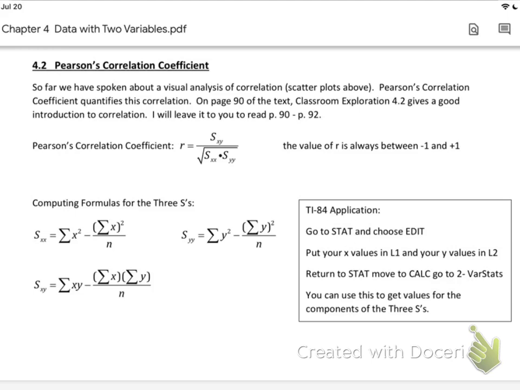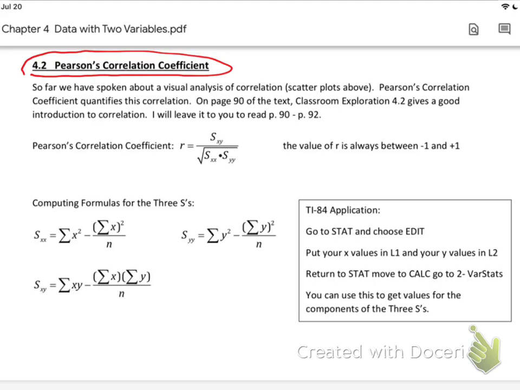Now, a quantifiable estimate of the correlation between X and Y can be attained using Pearson's correlation coefficient. So far we've spoken about a visual analysis when we looked at the scatter plots and asked, is it a positive or negative correlation? We can be a little bit more precise if we use Pearson's correlation coefficient. On page 90 of the text, it gives you a good introduction to this correlation, so I'm going to leave that to you to read. However, we are going to talk about the formula for it.